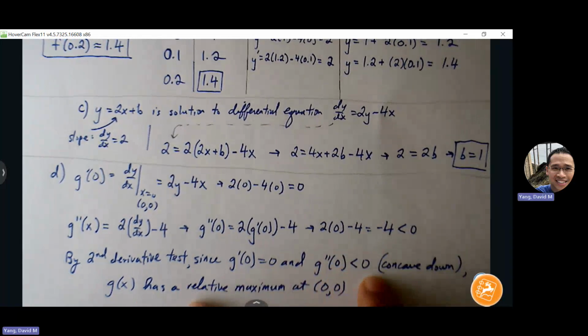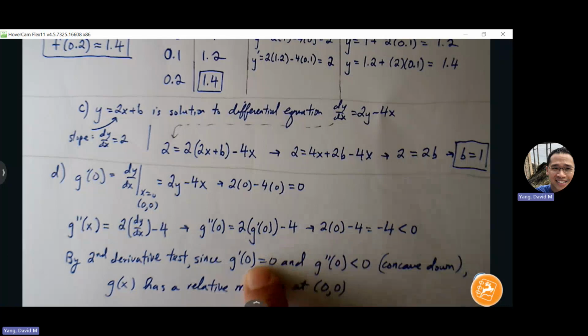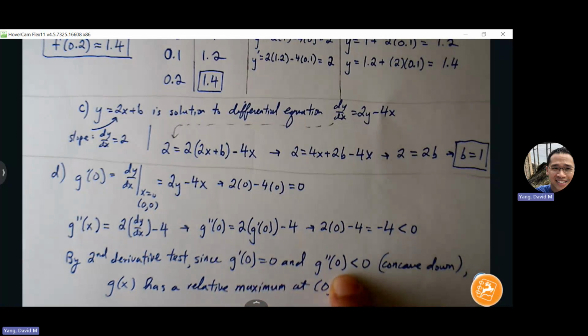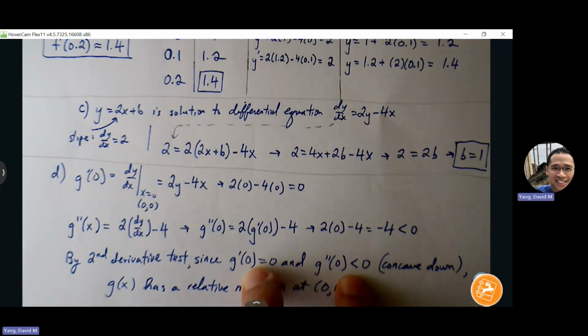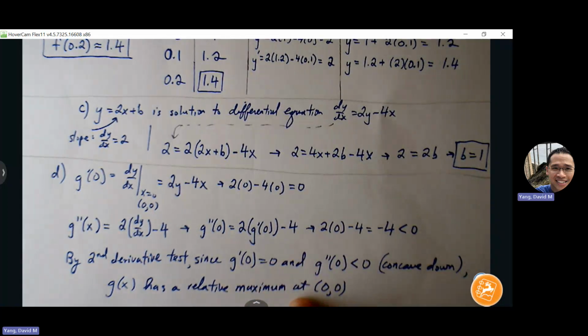And then part D is applying the second derivative test. The idea is that if my slope is 0 at a point and my graph is also concave down, the combination of slope 0 and concave down is going to ensure there's a relative max, because the graph is going to arc down and it's going to have that relative max at the top.